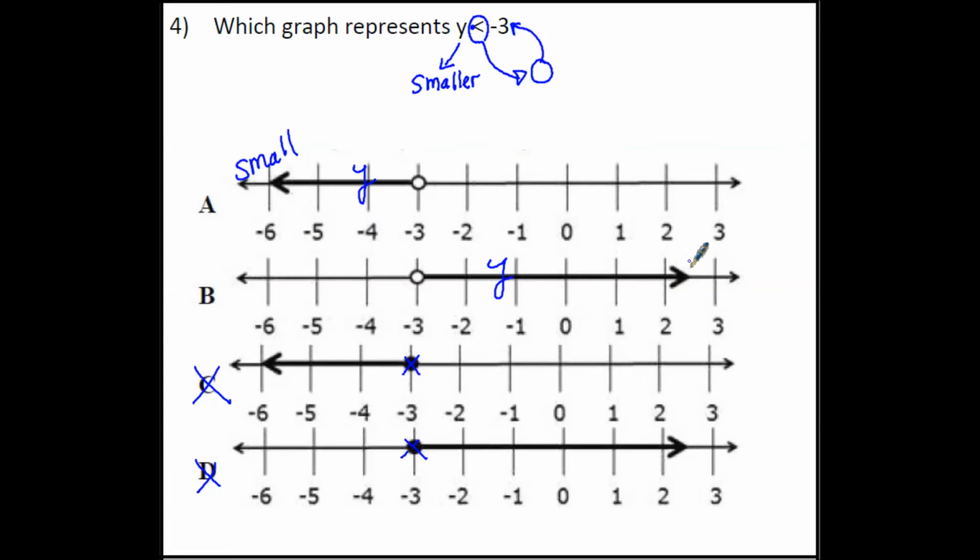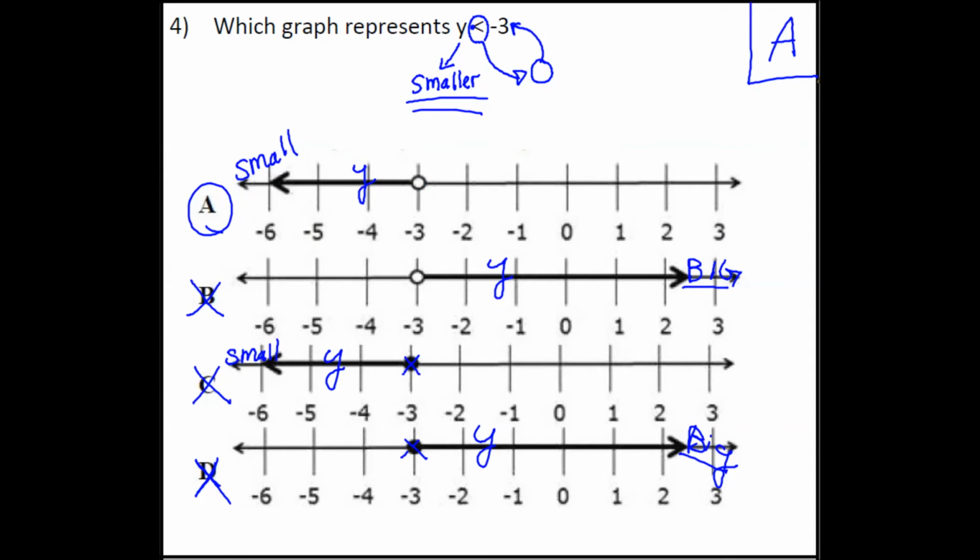In B, our graph of y is pointing to the bigger side. For C, our graph of y is pointing to the smaller side, and for D, our graph of y is pointing to the bigger side. And we want y to be smaller than negative 3. So the bigger side for D is not good, and the bigger side for B is not good either. And A is correct because we have an open circle on negative 3, and we see that y is pointing to all of the smaller numbers than negative 3. So A is our best choice.